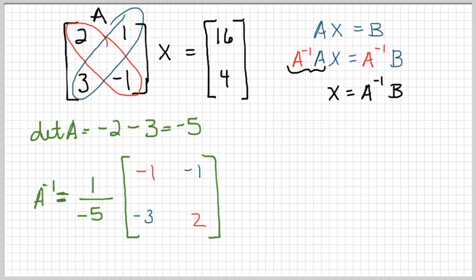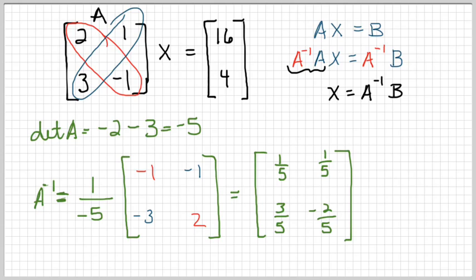And so there's our inverse, but we'll go ahead and multiply out that negative 1/5. So negative 1 times negative 1/5 is 1/5. And then times the negative 3 is positive 3/5 and negative 2/5. So there is our inverse matrix.